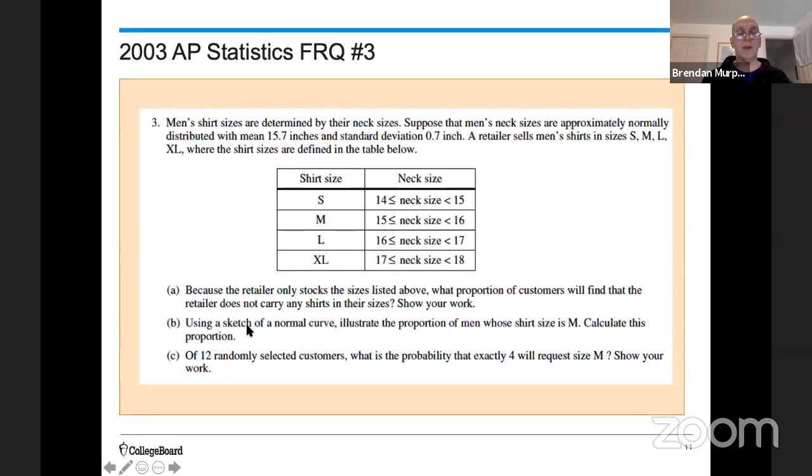In part B, using a sketch of a normal curve, illustrate the proportion of men whose shirt size is medium. Well, we have some numbers for medium. Medium is between 15 and 16, so we'll be able to sketch that pretty quickly, and then calculate this proportion. Again, we'll skip part C. I think that's a binomial probability, and we'll let Luke do that one of these sessions coming up when we do probability.